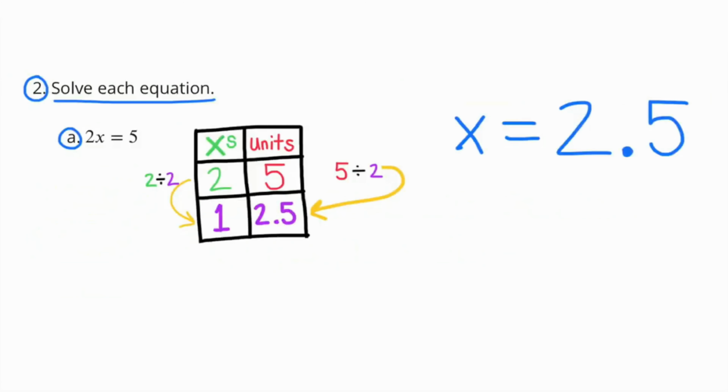Number 2. Solve each equation. A. 2x equals 5. I built the chart. On the left-hand side, I have the number of x's, and on the right-hand side, I have the number of units. 2x equals 5 units. In order to get 1x, I divided the 2x by 2, and I got 1x. Then I had to divide the 5 by 2, and I got 5 over 2, or 2.5. X equals 2.5.